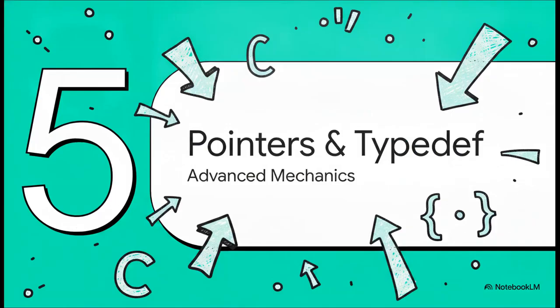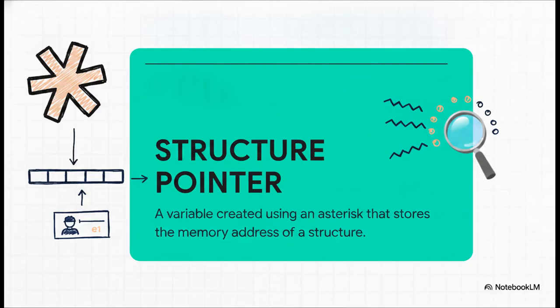Section 5. Pointers, arrows, and typedef. All right, let's look at some real C programming magic. We can point directly to the memory address of an entire structure using a structure pointer. You just declare a pointer variable with an asterisk, like struct employee *ptr, and assign it the address of your structure using the ampersand symbol. Now your pointer is holding the exact starting address of that entire contiguous memory block.